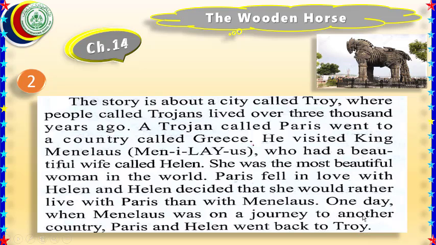Yes, students. This is the second paragraph of this lesson. In this paragraph, we came to know about Menelaus, Paris, and Helen. Menelaus is the Greek king of Greece. Paris came in Greece to visit Menelaus. He is a Trojan. His name is Paris.